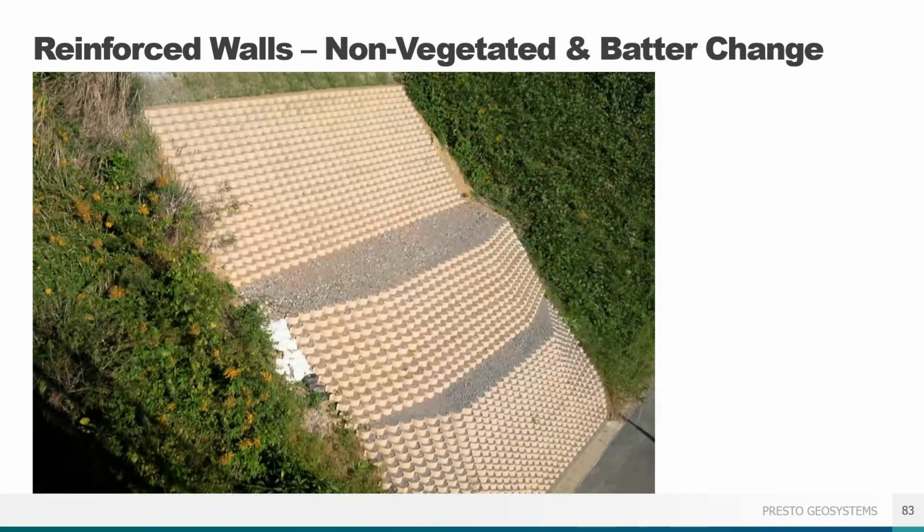GEOWEB walls can be vegetated or non-vegetated, with concrete or crushed aggregate as infill. This wall is benched and stepped back, and we see the ability to change the batter angle over a short distance. All of these adjustments are great options if you need that kind of flexibility in your earth retention system. And we'll offer a pro tip for batter angle coming up in just a few.